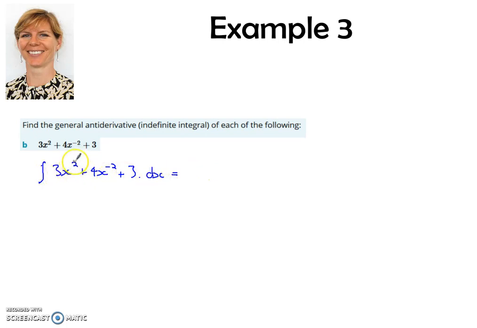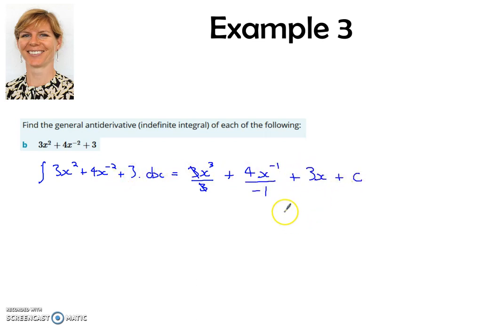If we just deal with this one, we're increasing the power by 1. So start with the 3, just leave that there, and then divide by the new power. You should really be able to look at that and know that the integral of that is x cubed, but I'm stepping you through the process so you can see what's going on. Same thing with this one: leave the 4 there, increase the power by 1, divide by -1. Then this is a constant, so this is just going to be 3x, and then of course plus c.